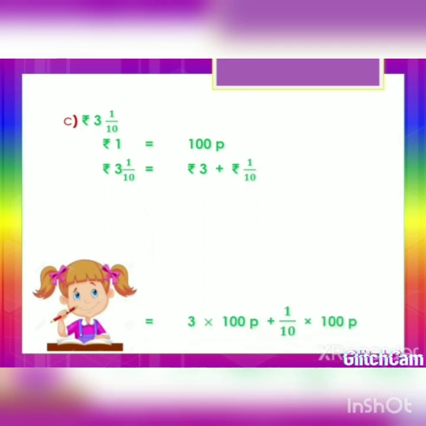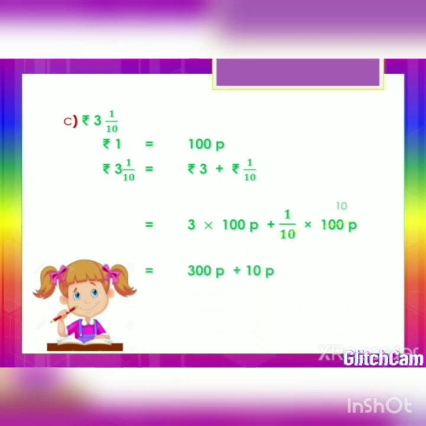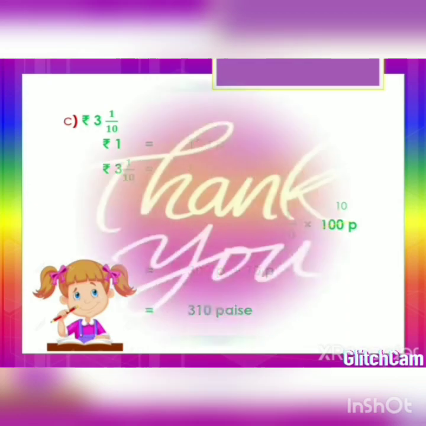Now we will separately convert rupees 3 and rupees 1 by 10 into paise. We get 300 paise for rupees 3 and 10 paise for rupees 1 by 10. After adding, we will get 310 paise as the answer.